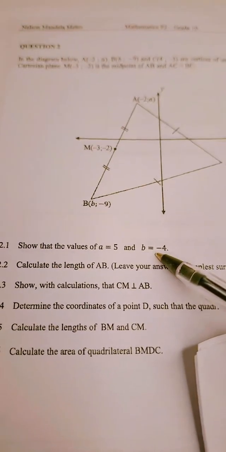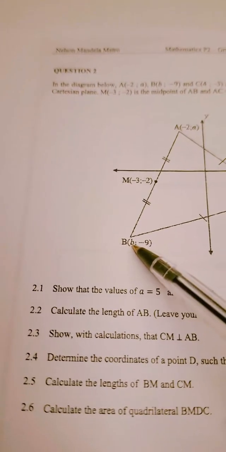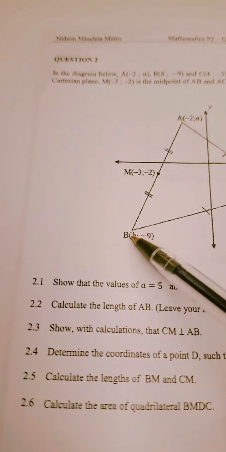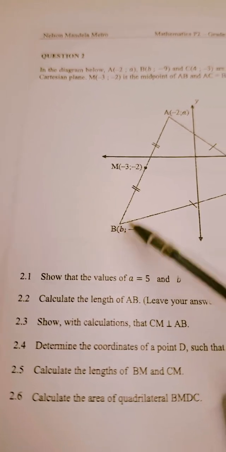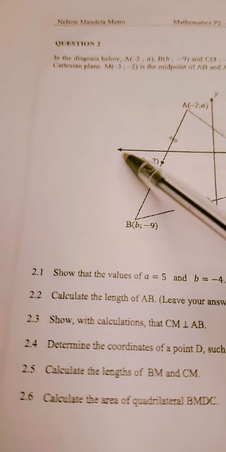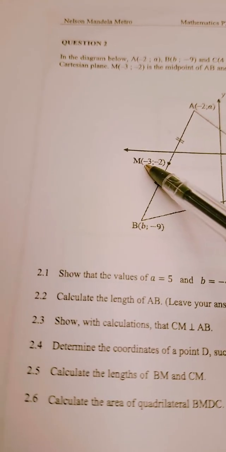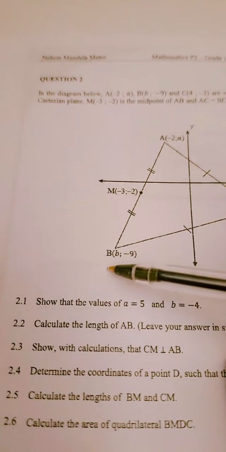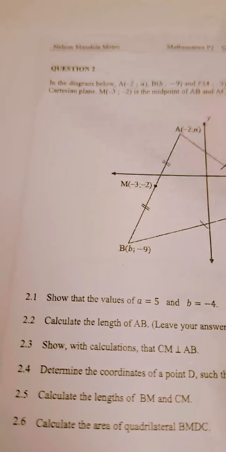Let's do the second part of 2.1, which is to show that b is equal to negative 4. So here we have another endpoint, but it's the x coordinate of b this time around. In order to get this, I'm going to have to say the x coordinate of M is equal to the x coordinate of A plus the x coordinate of B divided by 2.